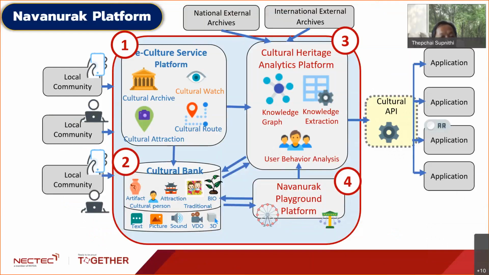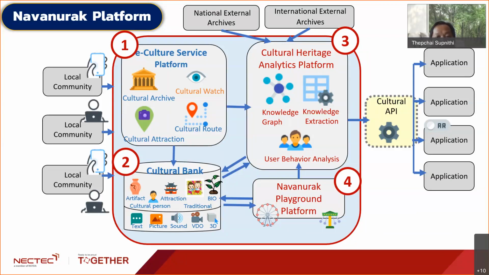These all try to collect the archive and see whether there is anything missing in terms of culture and biodiversity or not. And after that, we develop a culture bank, a cultural and biodiversity bank that has a lot of assets like artifacts, cultural persons, attractions, traditions, and bio. And in terms of formats: text, pictures, video, and 3D.